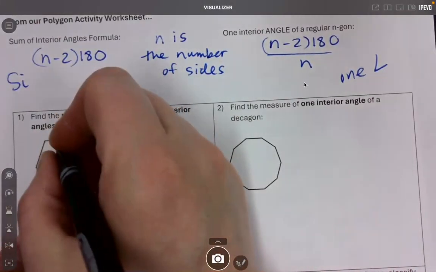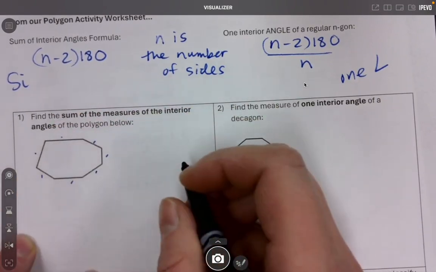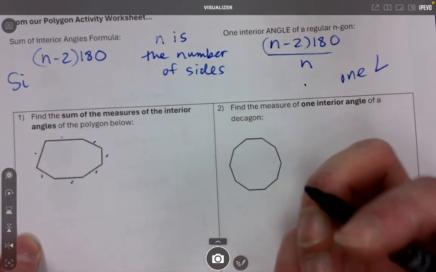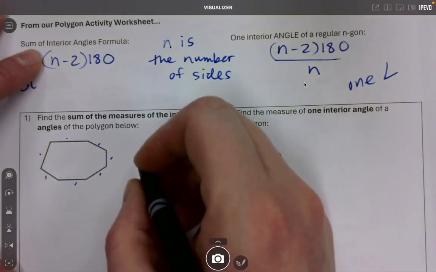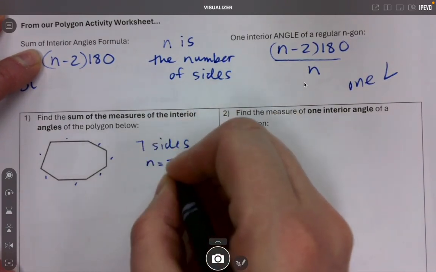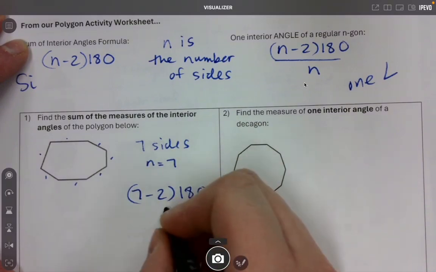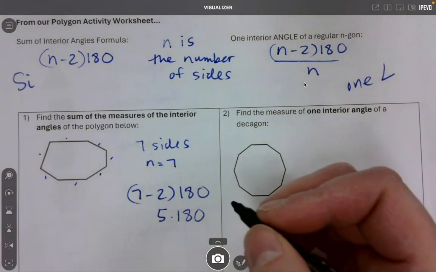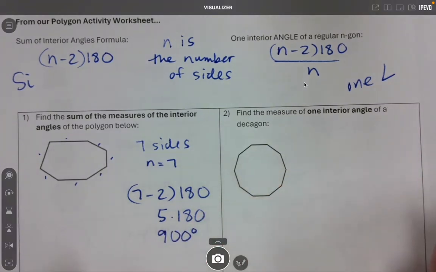So we'll go ahead and count up our sides. 1, 2, 3, 4, 5, 6, 7. So I could go back to my other page that I already did, but say I couldn't find that and all I had was this formula. Then I could say, well, if there's 7 sides, n equals 7. And so 7 minus 2 times 180 is 5 times 180. And that's going to be 900 degrees.